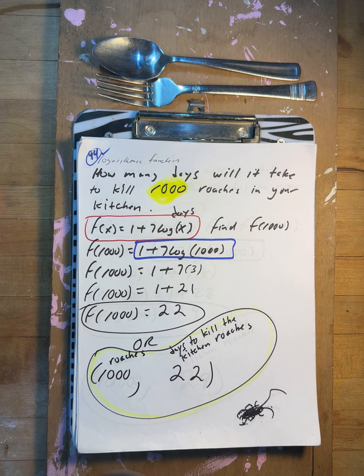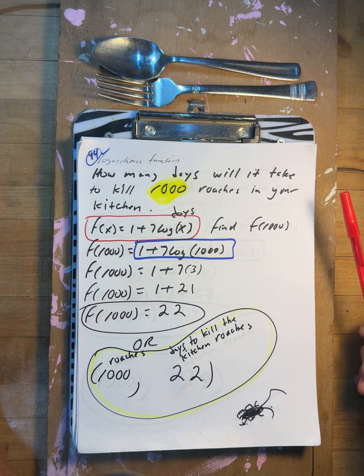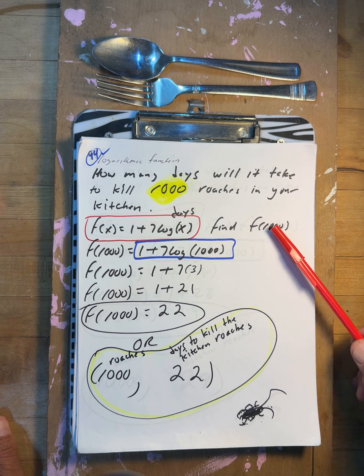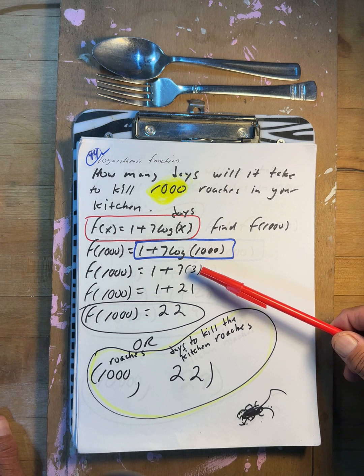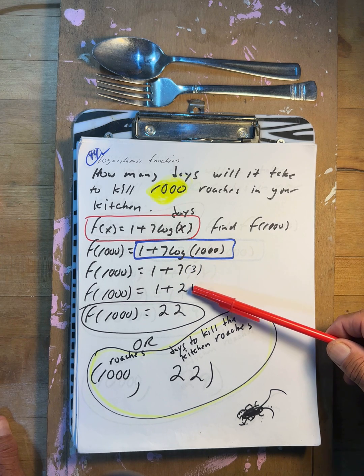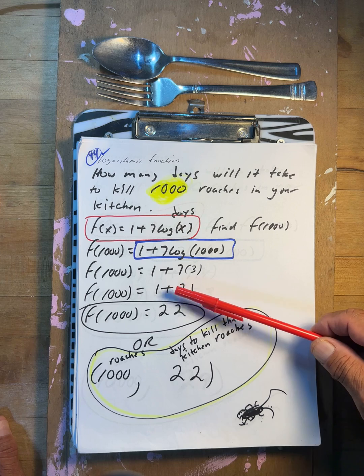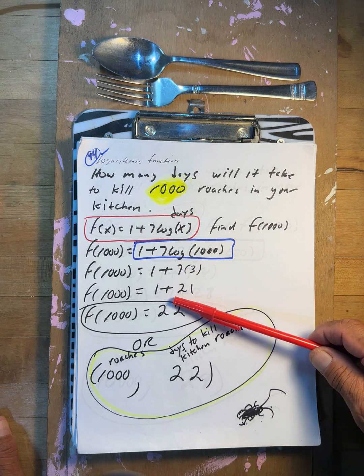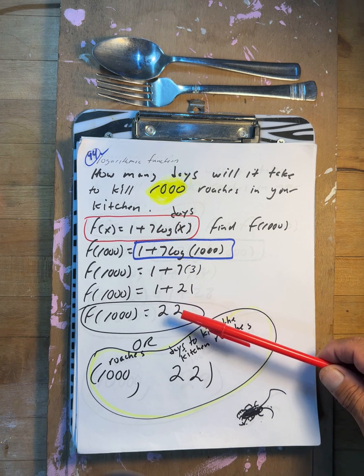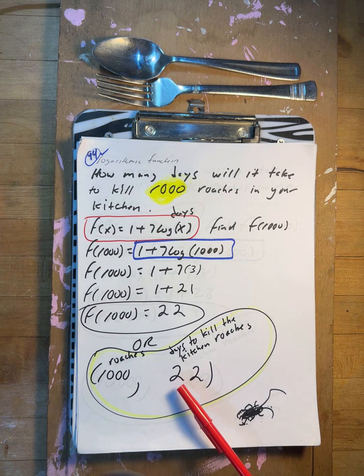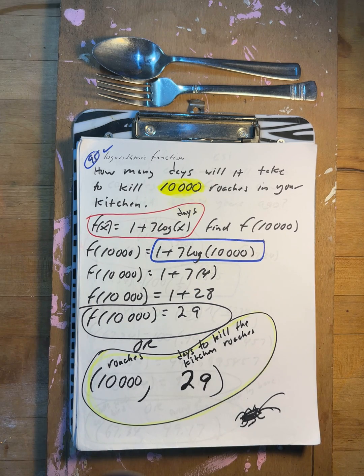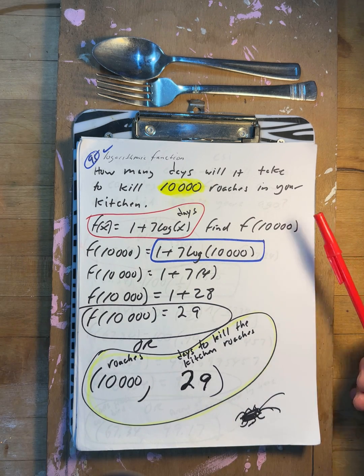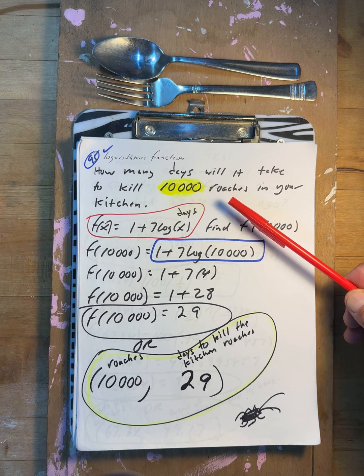How many days will it take to kill 1,000 roaches in your kitchen? F of 1,000. So log of 1,000, again, we're going to have 7 times 3 is 21. So you multiply first, and then you add. So 22. So 1,000 roaches, it'll take 22 days to kill the kitchen roaches. 1,000 of them anyway. All right, how many days will it take to kill 10,000 roaches in your kitchen?